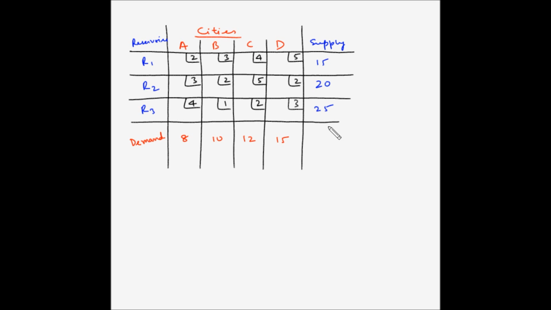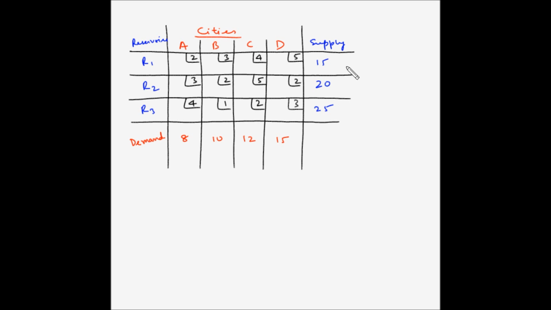Now once we have formulated the transportation table, a check needs to be done to find out if the total supply and demand are equal. If yes, the problem is said to be balanced, and if not, a dummy origin or destination is added to balance the supply and demand.